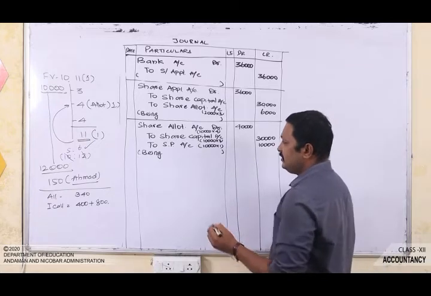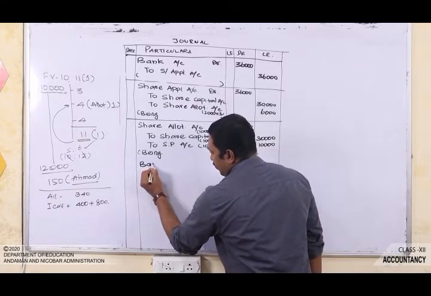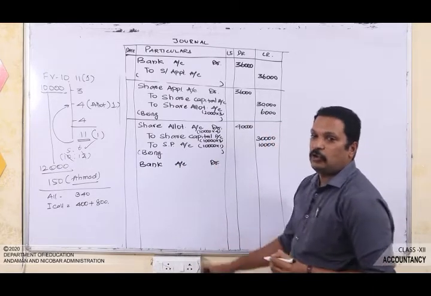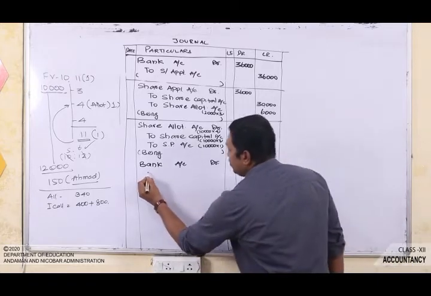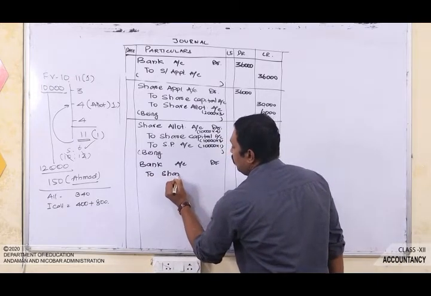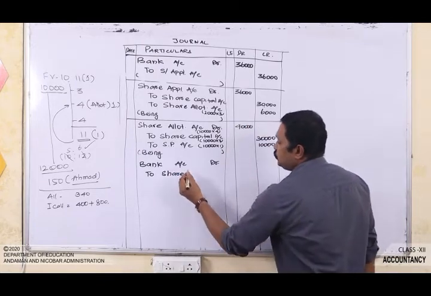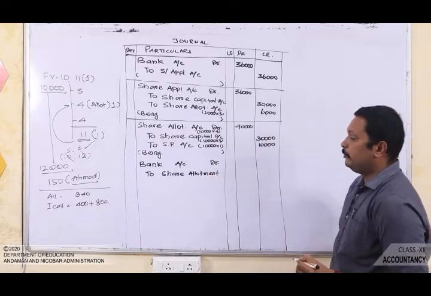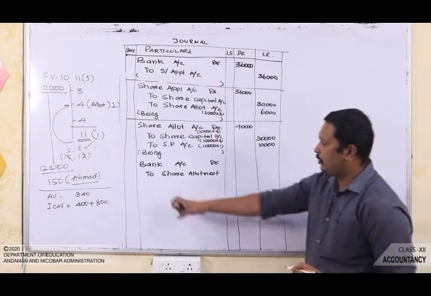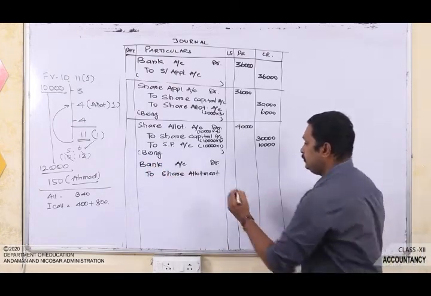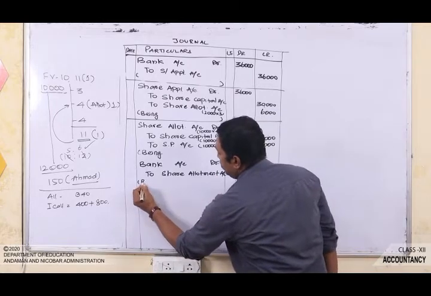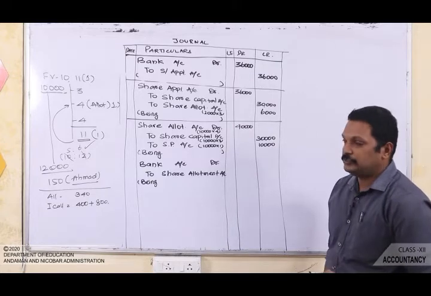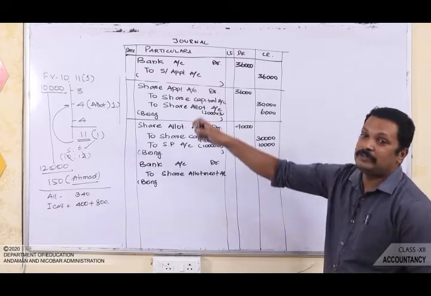Okay. Now pass the receive entry. Bank account debit. Now I am not mentioning the calls in arrear account. That's why I directly transfer to allotment. The second method of posting receive entry to share allotment. Otherwise you can mention; I am using the second method directly. Bank account debit to share allotment account. Being allotment money received on 10,000 shares except Ahmed's share.